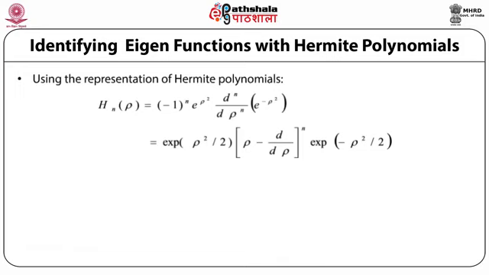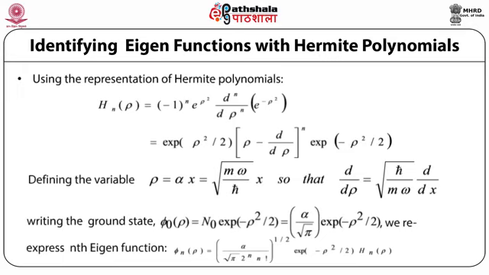After we have derived all these relations, we can now write the ground state eigenfunction phi naught as a function of the variable rho as given by n naught times exponential to the power minus rho square by 2, and this can further be written by replacing rho with its corresponding value that we have defined above as within brackets alpha upon under root pi whole times exponential to the power minus rho square by 2, and we can re-express the nth eigenfunction, that is the eigenfunction phi n as a function of the variable rho as given by within brackets alpha upon under root pi times 2 to the power n times n factorial whole to the power half exponential to the power minus rho square by 2 whole times the Hermite polynomial h n rho.